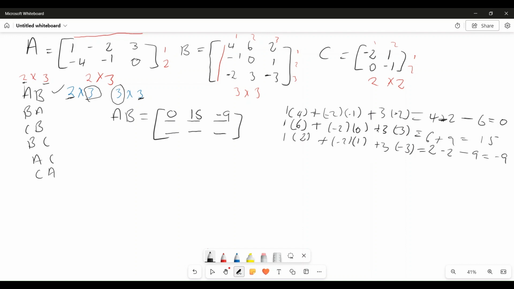Now we are moving on to the second row of matrix AB. Then we also have to use the second row of matrix A.